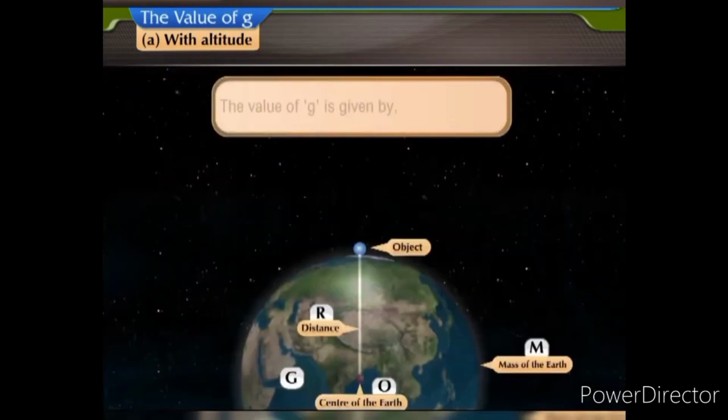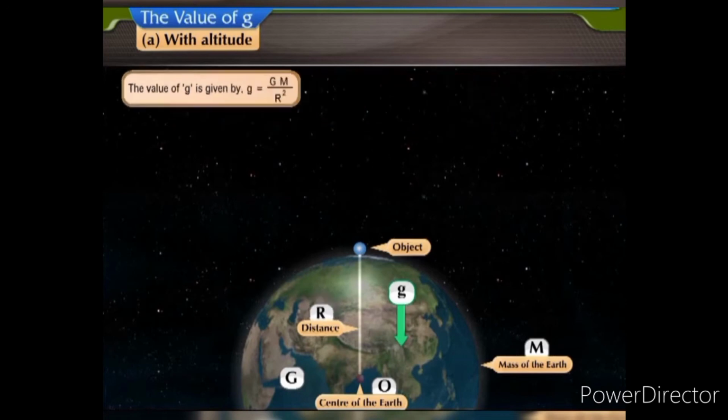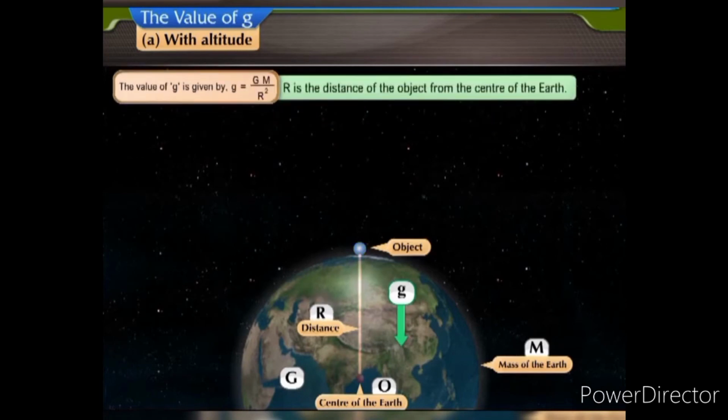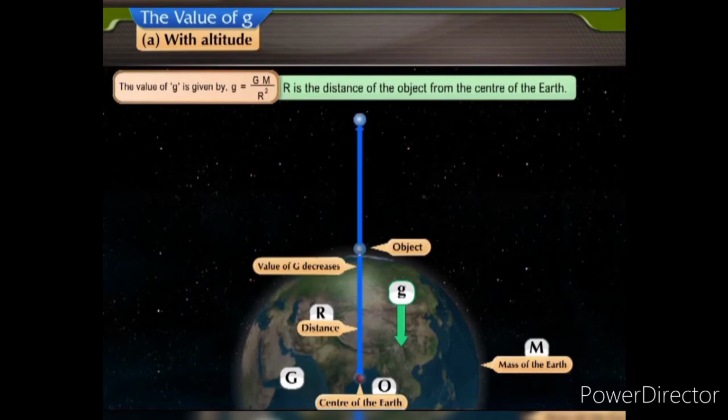A. With altitude, the value of g is given by g is equal to GM upon R square. Hence, R is the distance of the object from the center of the earth. Hence, the value of g decreases with distance of the object from the center of the earth. In other words, the value of g decreases as one goes up above the surface of the earth or when the altitude increases.